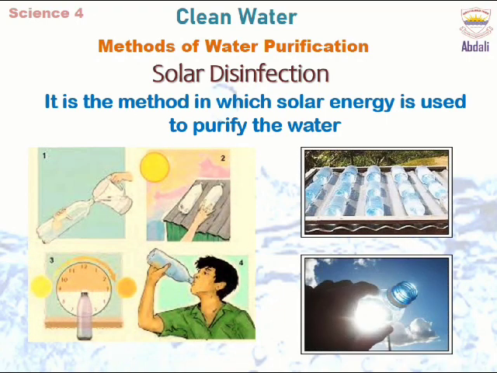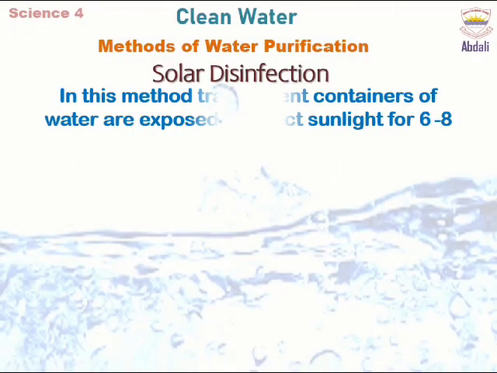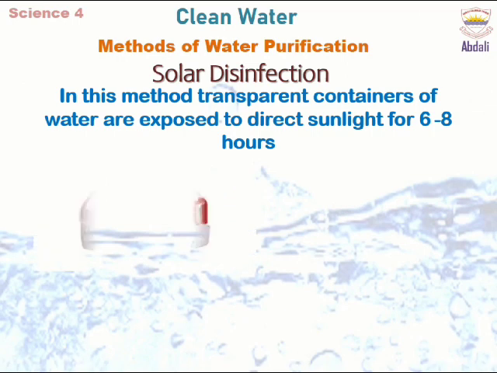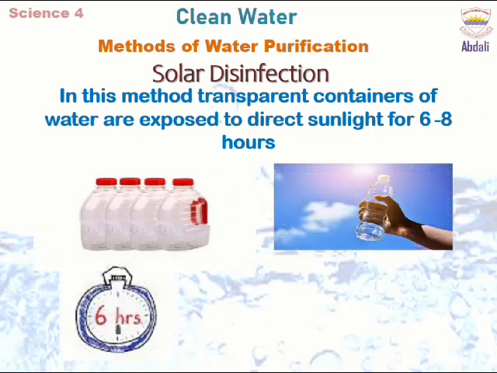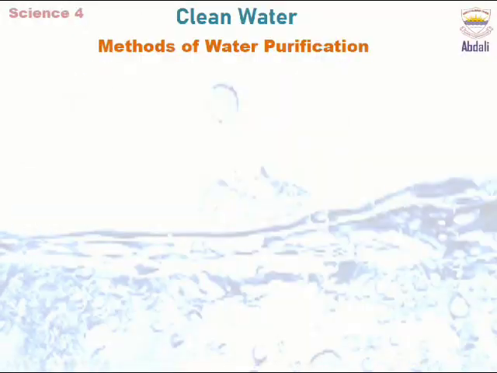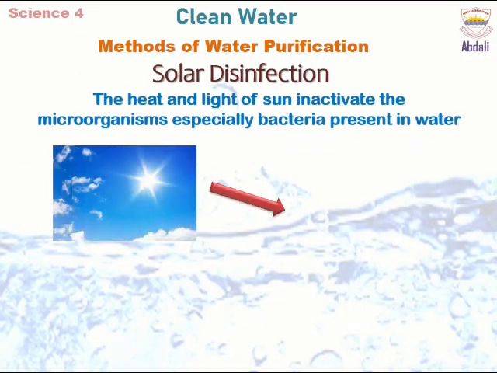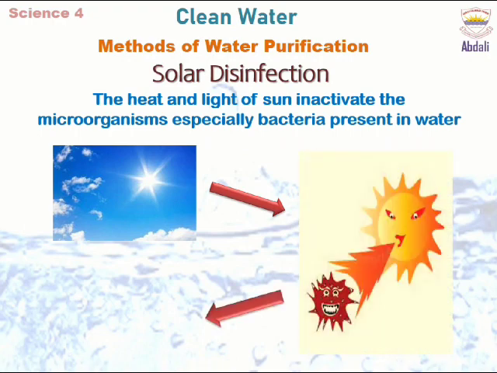In this method, transparent containers of water are exposed to direct sunlight for 6 to 8 hours. During this method, the heat and light of the sun inactivate the microorganisms, especially bacteria present in water. I hope you all understand the methods for water purification.